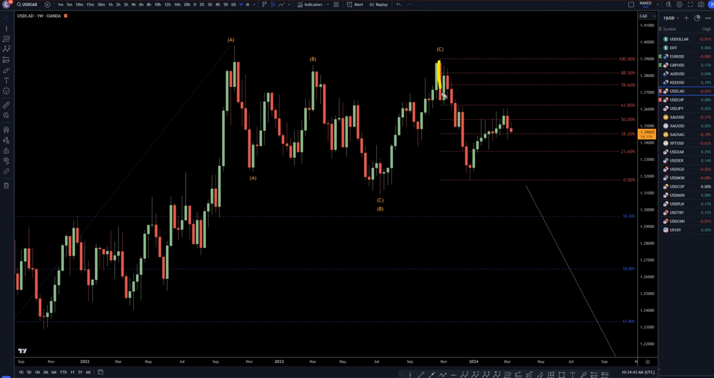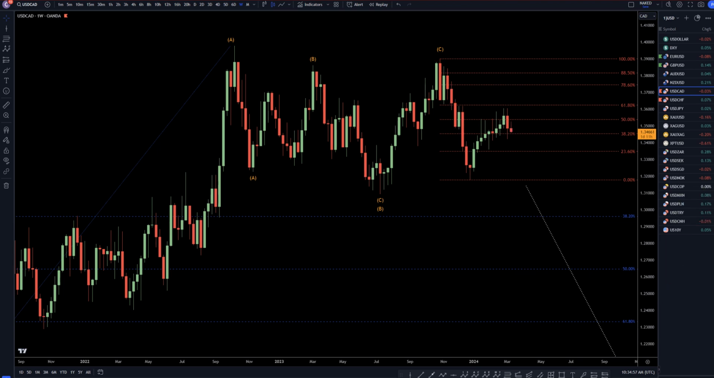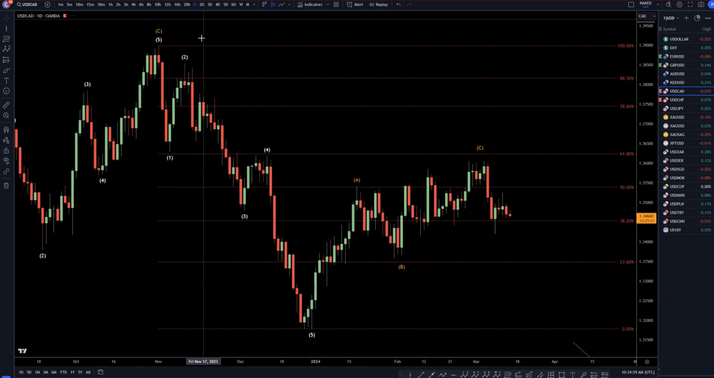On the weekly time frame, I still am looking at this move down as a 1. I still think this move up looks like a corrective wave 2. I still think this move down is possibly already the very early stages of a big wave 3. Probably a wave 3 of wave C based on the monthly time frame. So taking it down to the daily time frame.